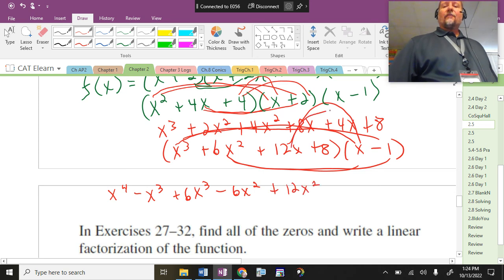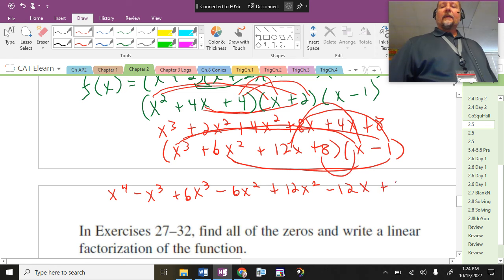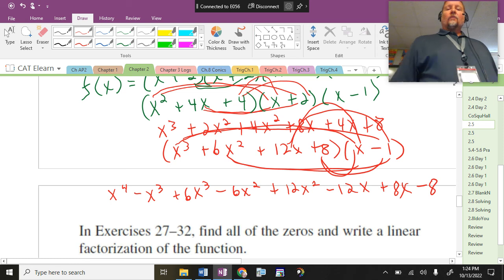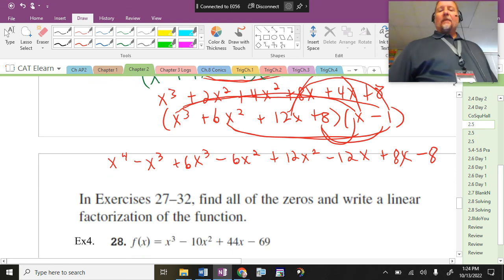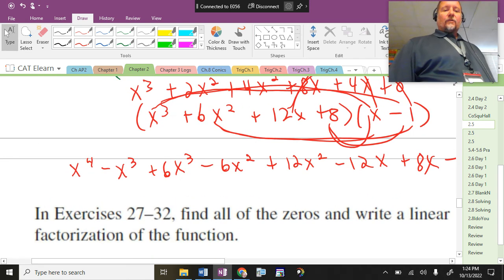So much room for error here. You've got to be careful. That's why I draw the lines and go a step at a time. There's 8x. And then there's negative 8. What a nightmare. You never did that in Math 3, I bet. That's where CAT and Math 3 separate a little bit.